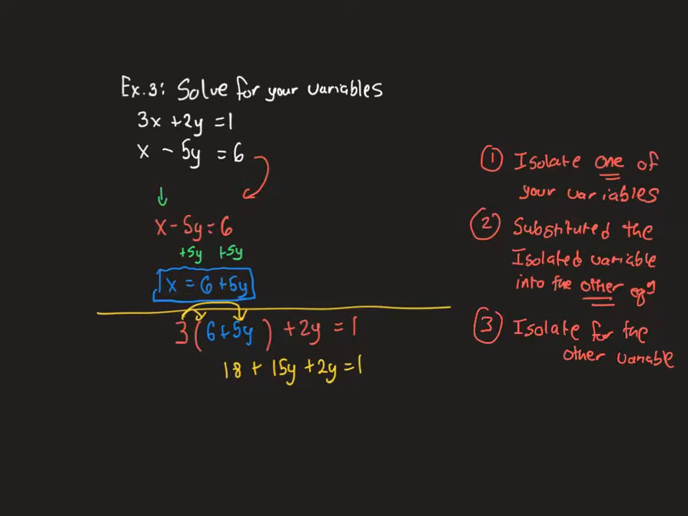Okay, so we want to get y by itself. Obviously, first and foremost, to do that, you need to collect your like terms. So I got 15 mangoes plus 2 mangoes. That's going to give me 17 mangoes. I'm going to move this 18 to the other side.